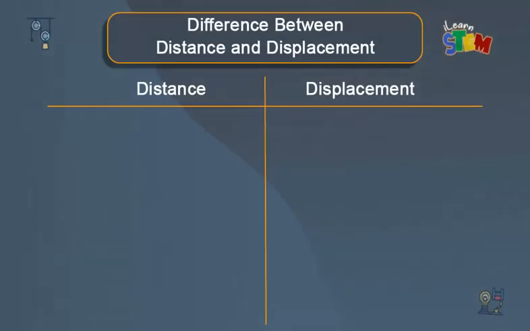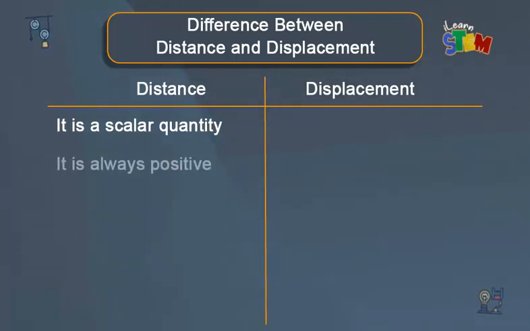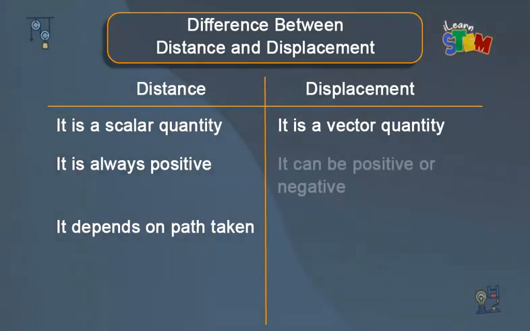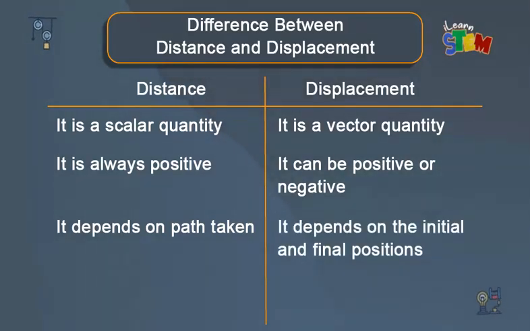Here are some differences between distance and displacement. Distance is a scalar quantity, which means it has only magnitude. It is always a positive value. Distance depends on the path taken by the object, while displacement is a vector quantity, which means it has both magnitude and direction. It can be positive or negative. Displacement depends only on the initial and final positions of the object.